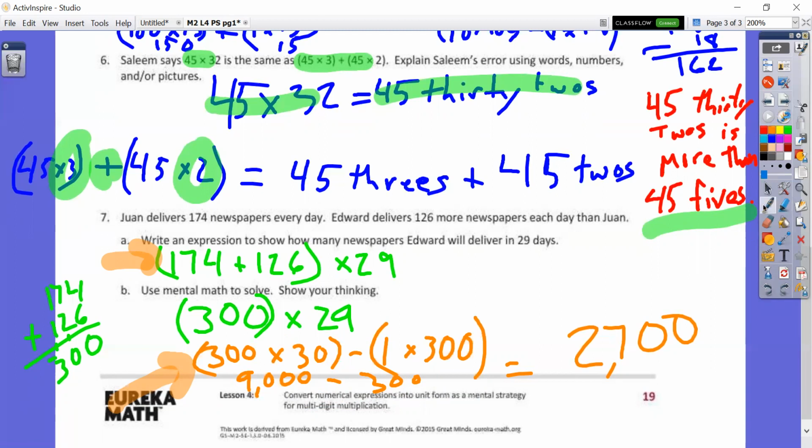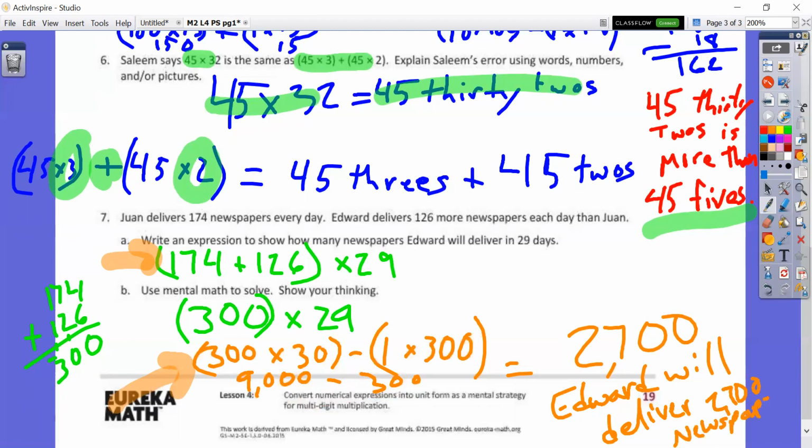The one thing I did not finish with is a statement. So Edward will deliver 2,700 newspapers. You could finish there, but to make it even stronger, in 29 days.